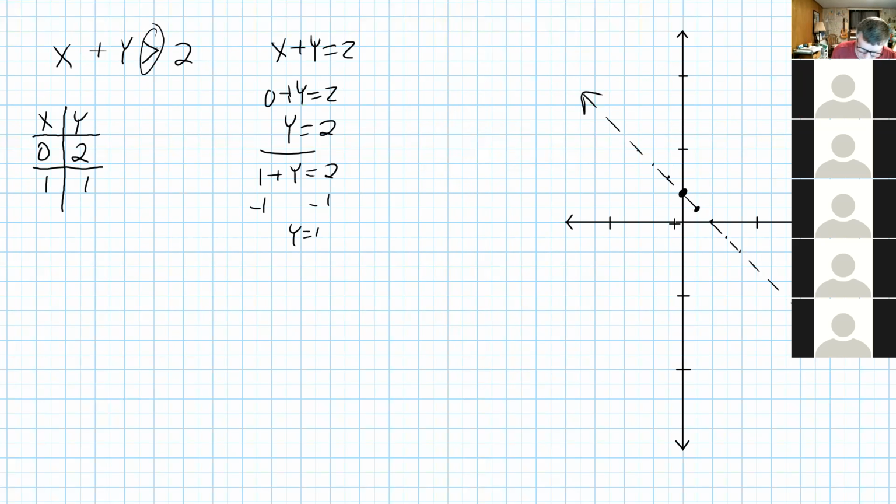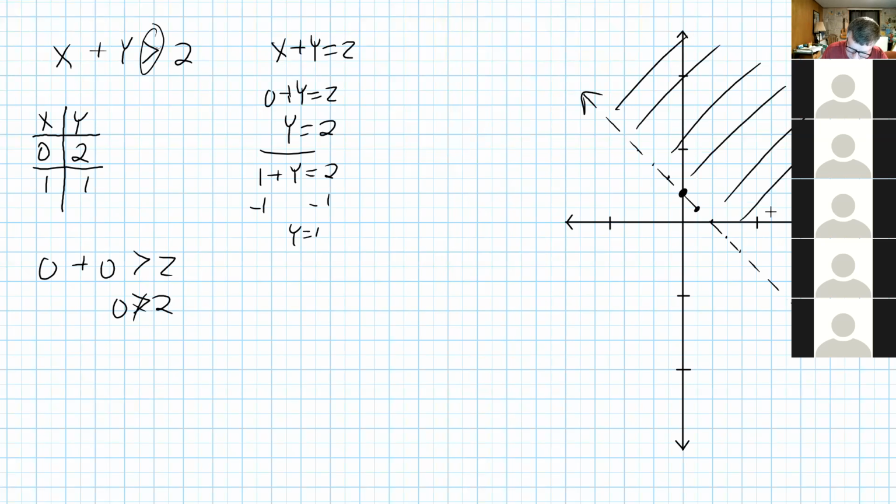And let's use 0, 0 as a test point again. 0 plus 0 greater than 2, 0 is greater than 2. Because of my mistake before, I'm going to be careful here. 0 is not greater than 2. So 0, 0 is not a valid test point. So we're above it. So far, so good? Looks about right to me. Thank you. I wanted some confirmation. I'm feeling bad now.